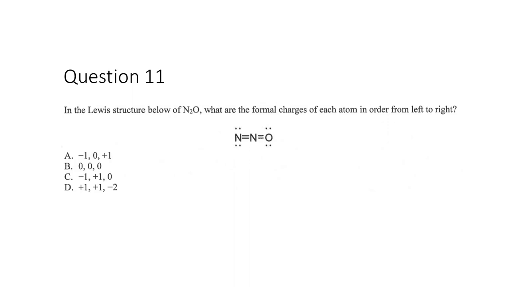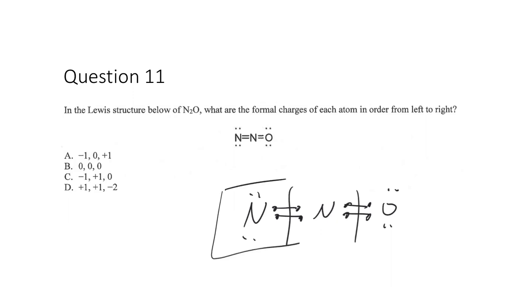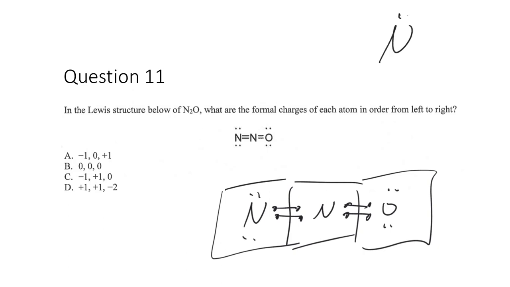Question 11: in the Lewis structure below of nitrous oxide, what are the formal charges of each of the atoms from left to right? Let me sketch this a little bigger. The way I would calculate formal charges is to formally cut the bonding pair electrons in half, forget about electronegativity. So just imagine that you have boxes for the 3 atoms and calculate the charge that each atom would bear with that number of electrons surrounding it. So for nitrogen, would this be N0, N plus 1, N minus 1, etc.?